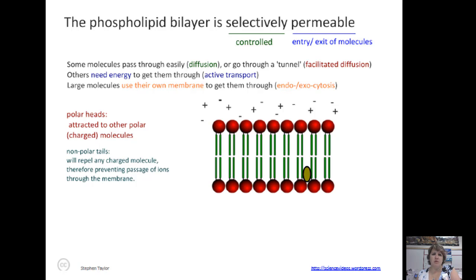So remember that the polar heads are attracted to other polar or charged molecules, but the nonpolar tails will repel any charged molecules. So many ions cannot pass through the membrane without help.